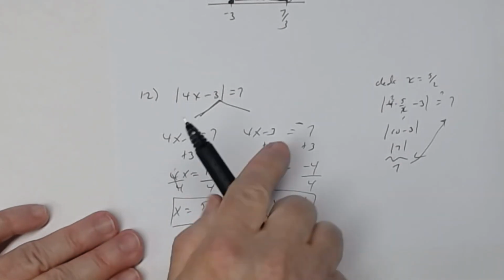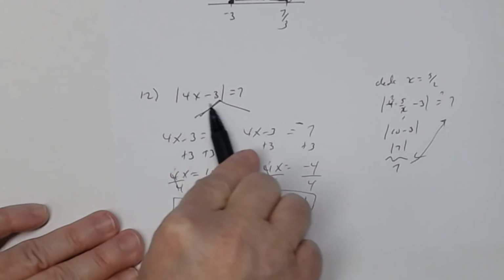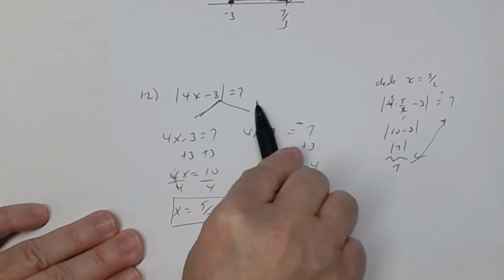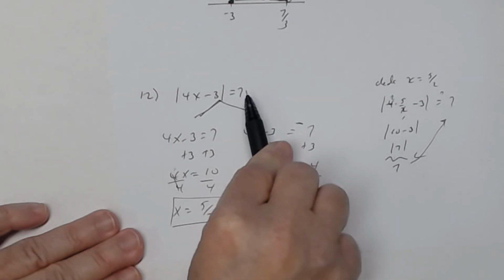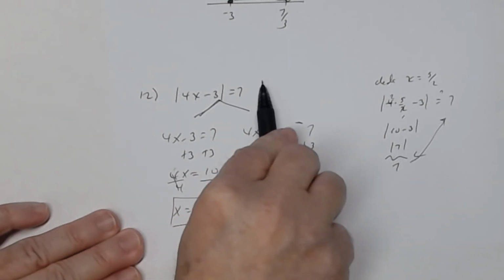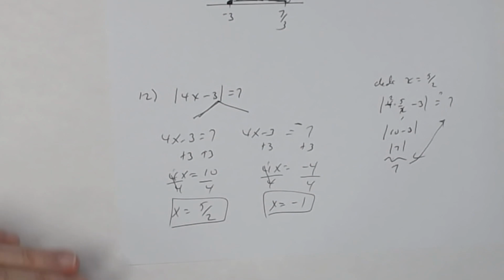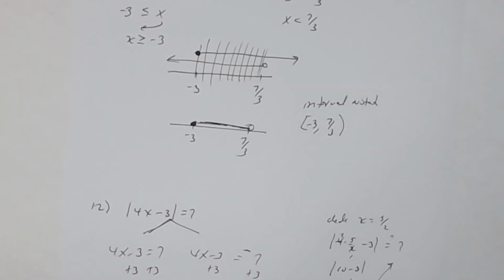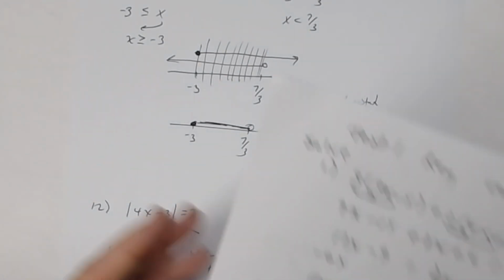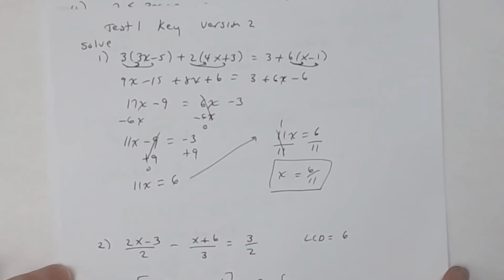But anyway, as long as the absolute value is by itself, and that's a real number, positive or 0, you're going to get solutions. If this was negative, you would say no solution. All right, but that is it. So that is the key to version 2 of test 1.